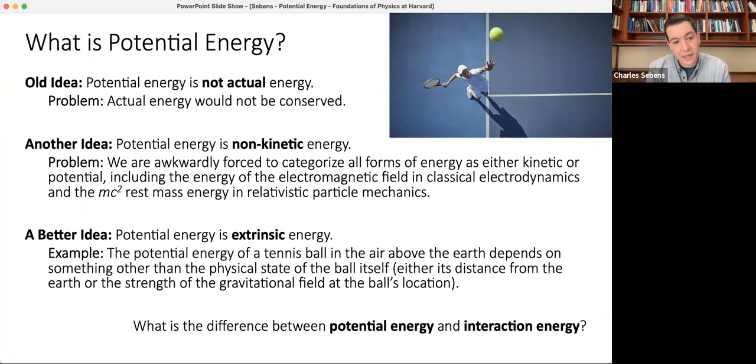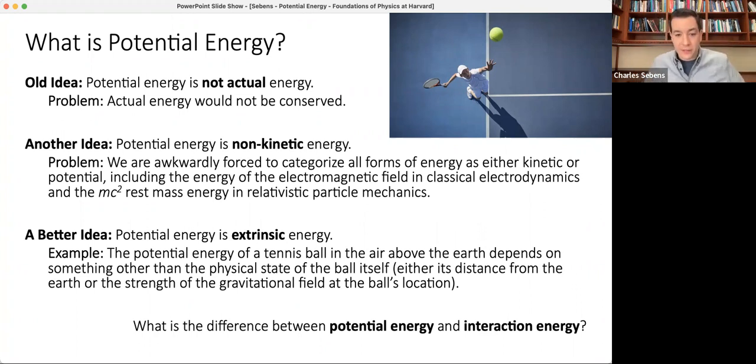What I think is a better way of picking out potential energy is to say that potential energy is extrinsic energy. It's not energy possessed by a thing in virtue of its own properties alone. It has to do with relations between that thing and something else. It has to do with its connection to something outside of itself or beyond itself.